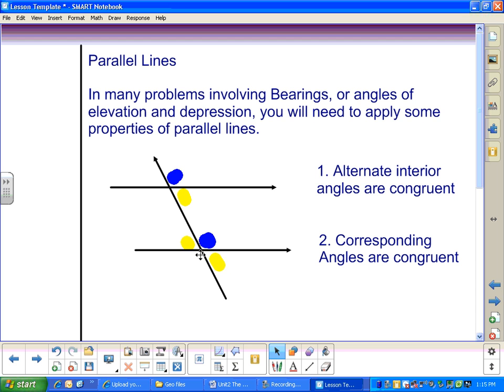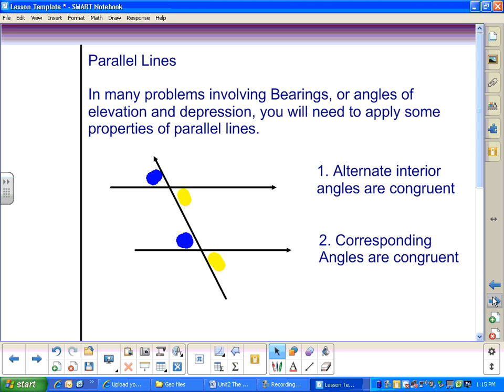Or these two yellow angles are now corresponding angles, so they would be congruent. Or you could look at the other side of the transversal. Those angles would be congruent as well. So I just wanted to remind you of this property because it pops up a lot. Okay, so now let's look at an example.